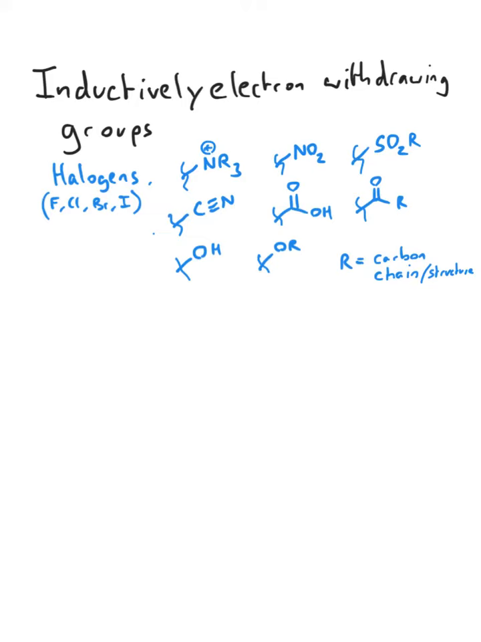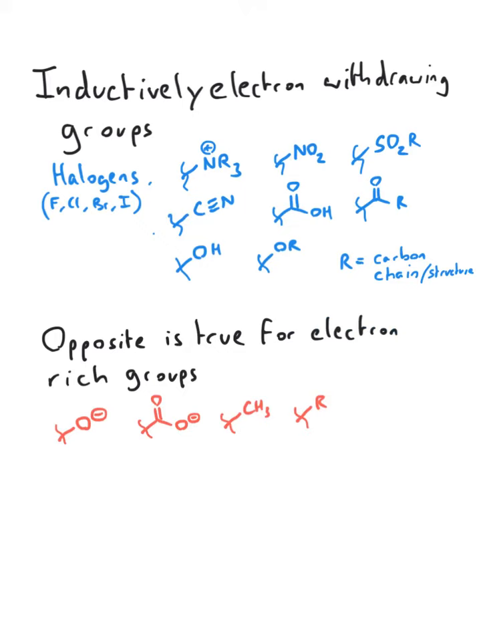Now, all the positive effects that the inductive effect has on stabilizing anions can be counteracted by the opposite effect of an electron-rich functional group. So if something has a lot of electron density, it's probably going to destabilize an anion. Here are some examples of electron-rich substituents.